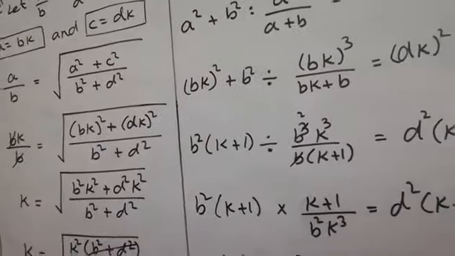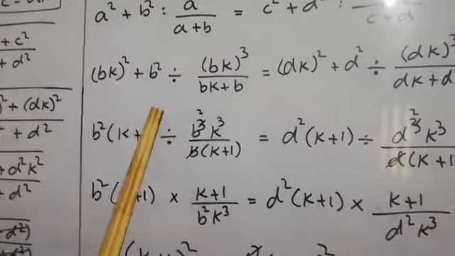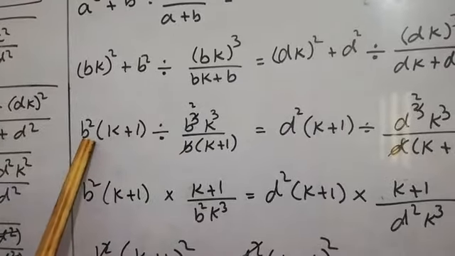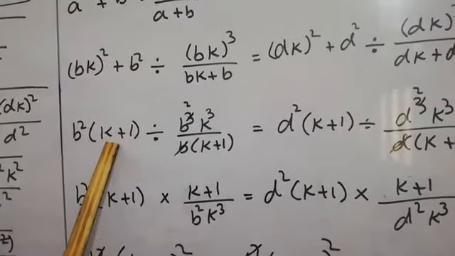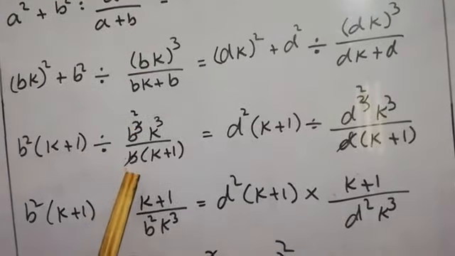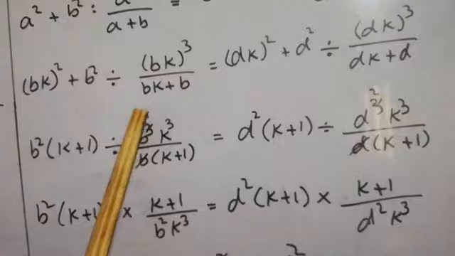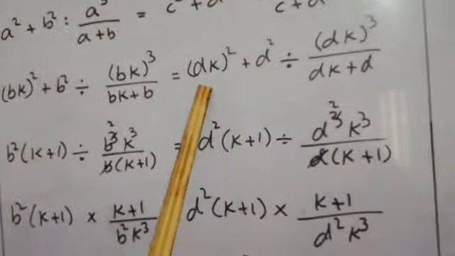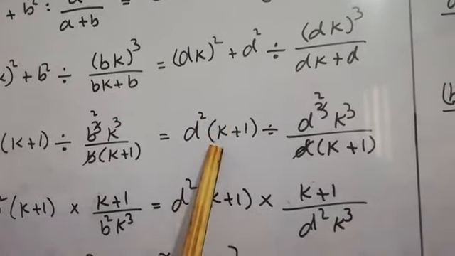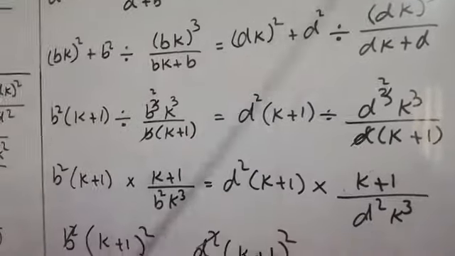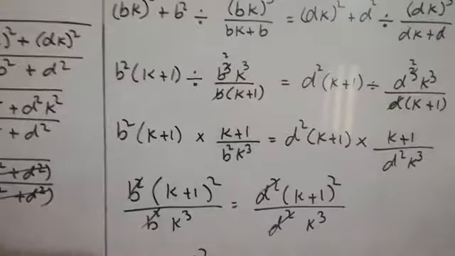So we will take B square common from this side. We will get B square as common and get K square plus 1 divided by B cube K cube divided by B. By taking B as common, we get B into K plus 1. Here we will take D square as common and we will get D square into K square plus 1. Dear student, there is a mistake, so first of all we will correct this one.